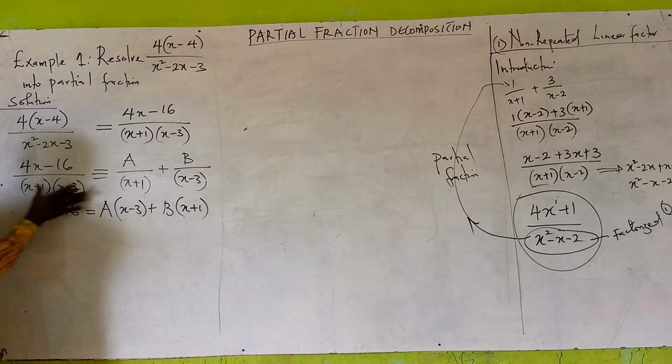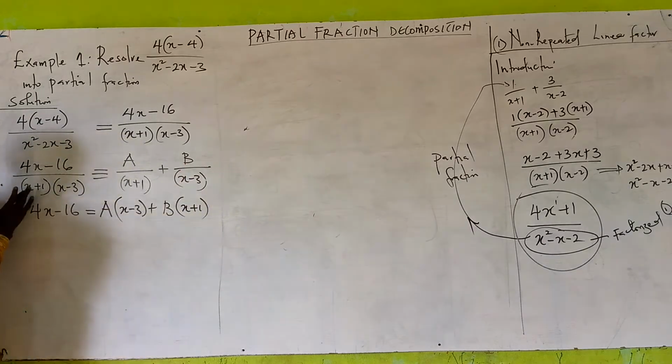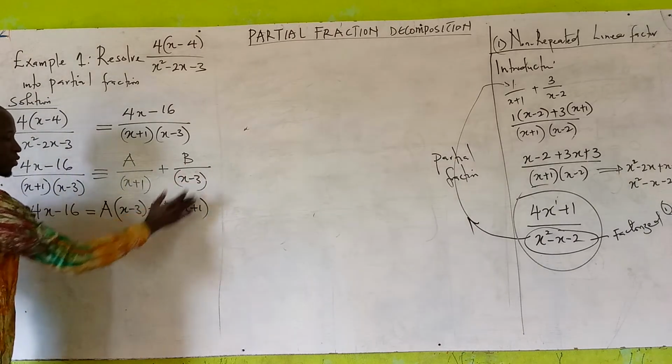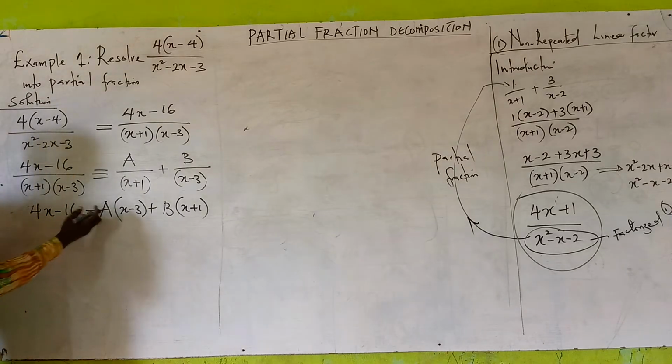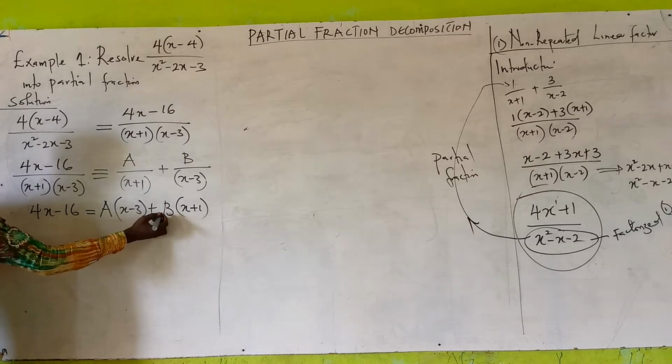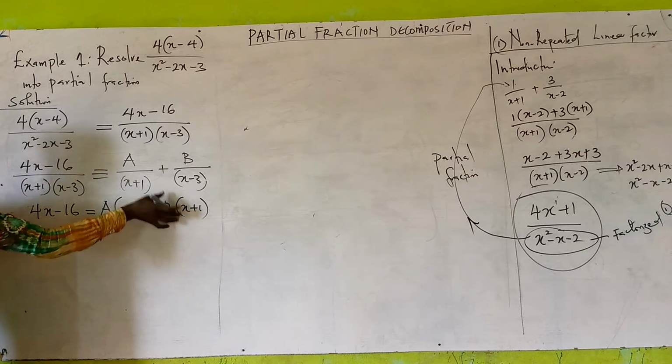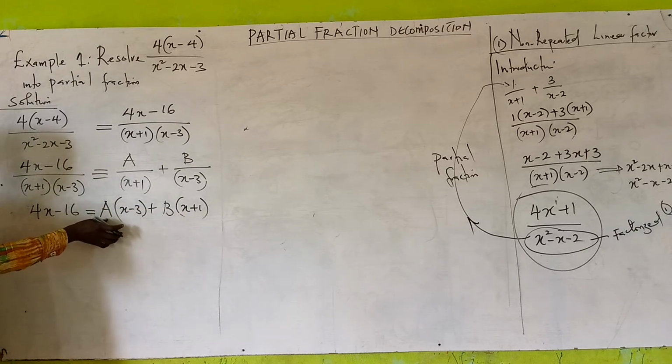This denominator here, we cancel this denominator. So we have x plus 1, x minus 3, x plus 1, x minus 3. So we have this now. Now from this equation, we're trying to get the value of a and b. Now, I want to eliminate b so that I can get the value of a.